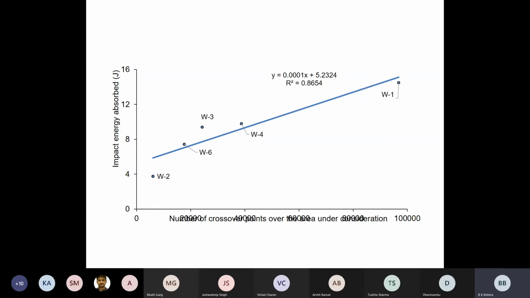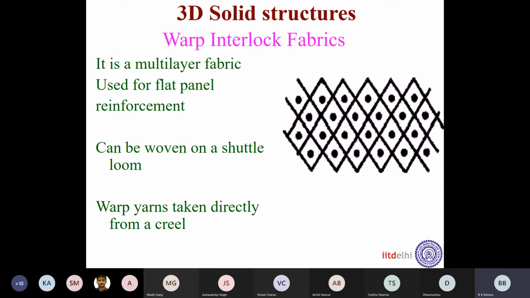Okay, so all this that I discussed so far is about orthogonal fabric, 3D multi-layer orthogonal solid structure. I explained all the points. Orthogonal 3D multi-layer solid structures. So you must be in a position to understand and explain why these four terms are linked to this. Okay, 3D multi-layer orthogonal solid structures. Now I'm switching over to the next type of solid structure, warp interlock.